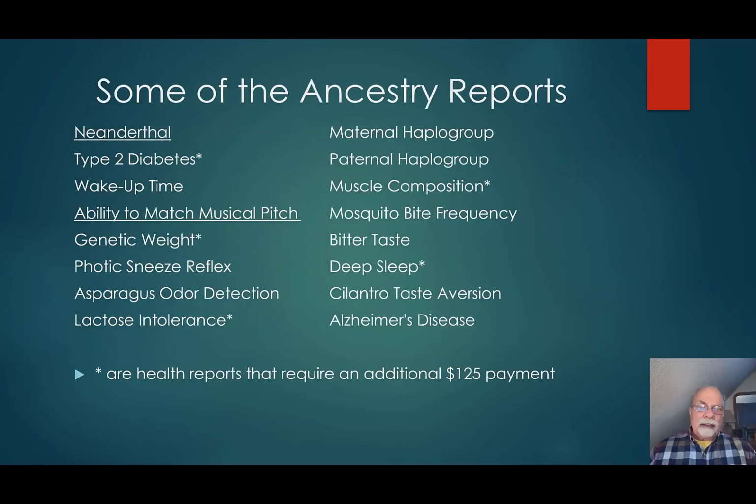Now, some of the ancestry reports here are listed. There are several of them with asterisks after the name. Those are what are known as the health reports. Those are the ones that require the additional $125 payment. But they have a whole slew of other types. One is called Neanderthal, and the other one is an ability to match musical pitch. I'm going to talk just a tiny bit about them.